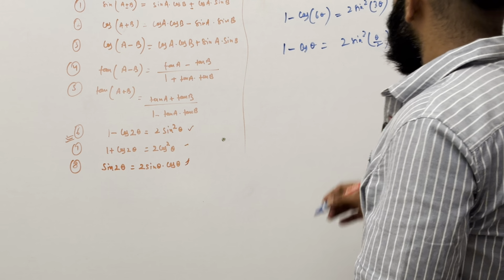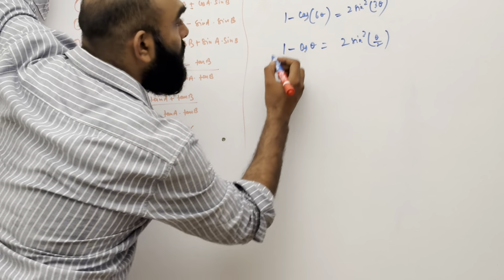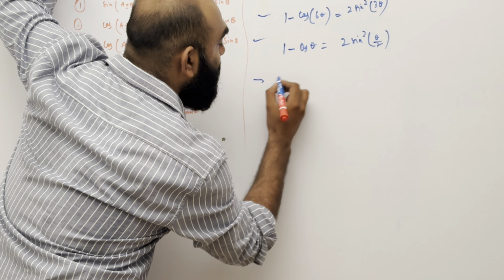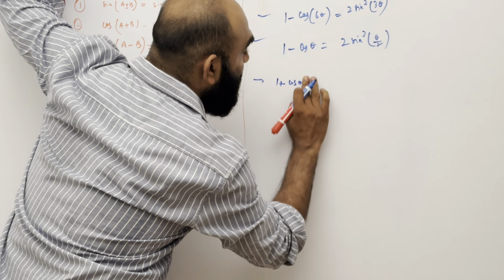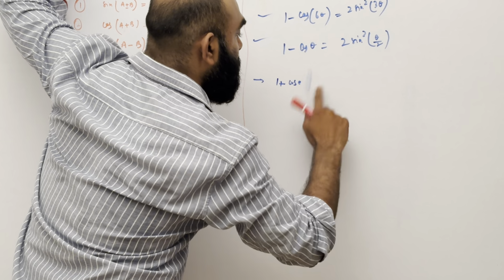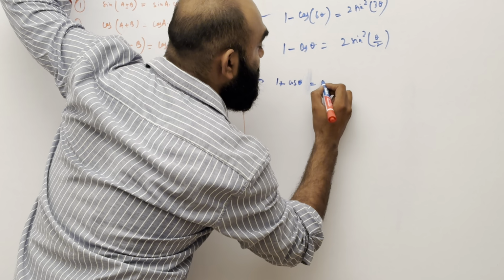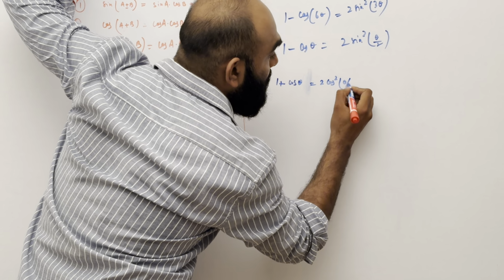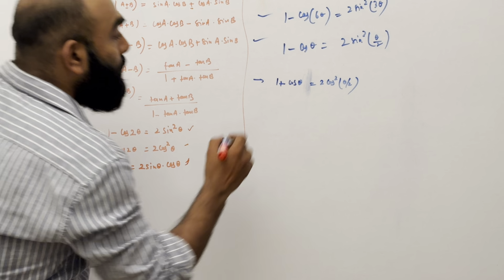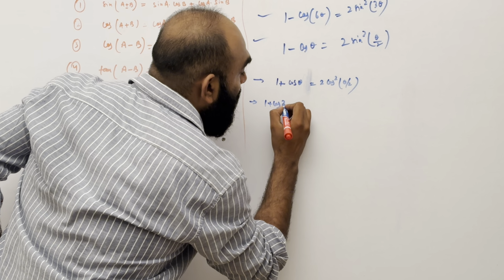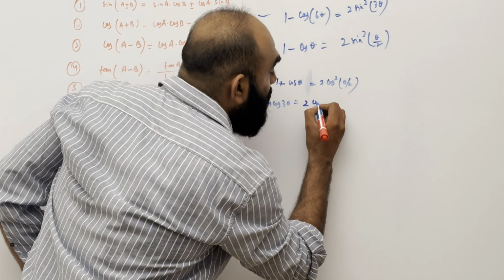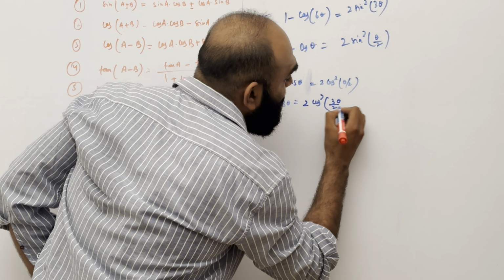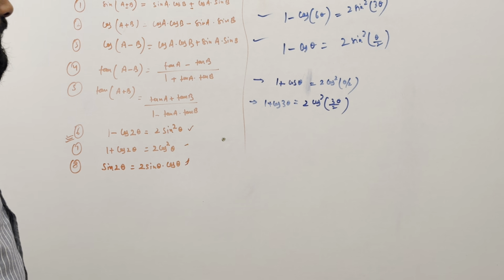So if I ask you, tell me 1 plus cos theta, 1 plus cos theta is nothing but 2 cos square theta by 2. If I ask you 1 plus cos 3 theta, it is nothing but 2 cos square 3 theta by 2. Clear? Understand?